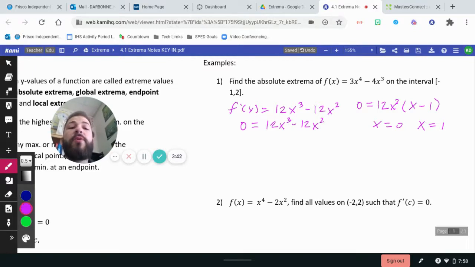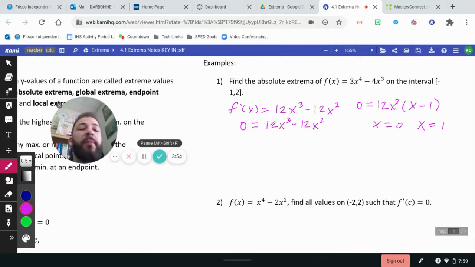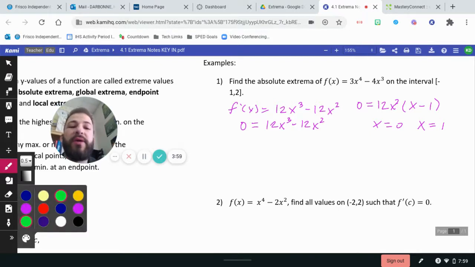Okay, so now I want to find the absolute extrema. To find the absolute extrema, I need to plug in all these different x values. I'm going to plug in the critical numbers, but because I'm talking about absolute extrema, I'm also going to plug in the endpoints. We only plug in the endpoints when we're talking about absolute extrema. I want to know the values of these points so that I know if they're maximum or minimum. So I'm plugging them all into my original function.